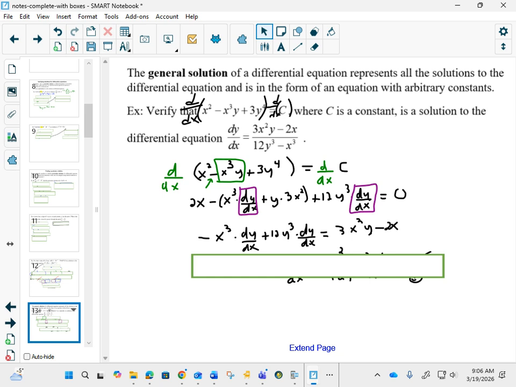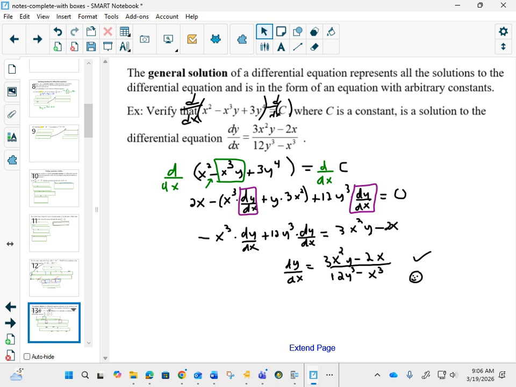Then you can factor out the dy/dx and divide. If I factor a dy/dx out of these two terms, I'd be left with 12y cubed minus x cubed. I could divide by that, and that's my differential equation. This one is super nice because it matches up perfectly with how they have the dy/dx in the question, so you don't have to plug it in or anything. It's obvious that it is the right answer.